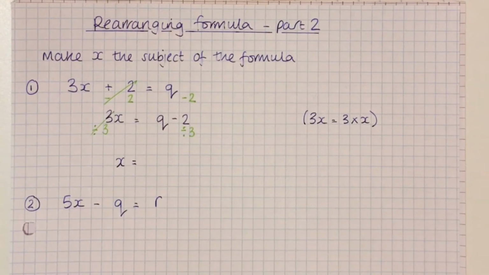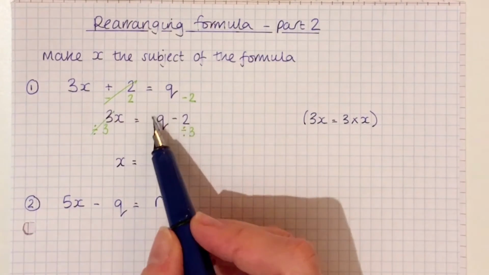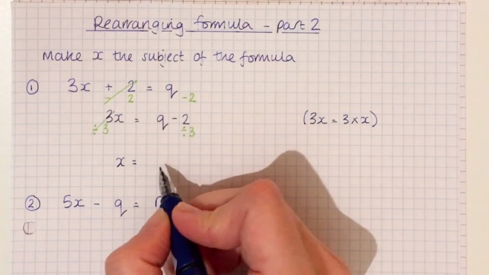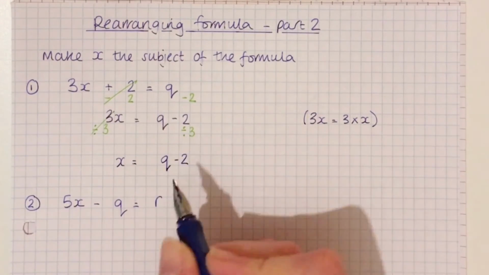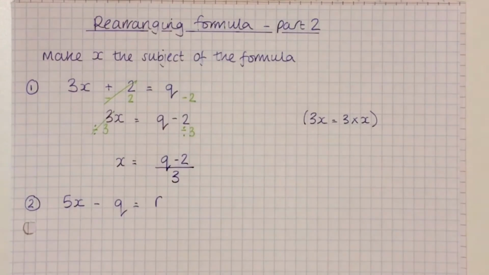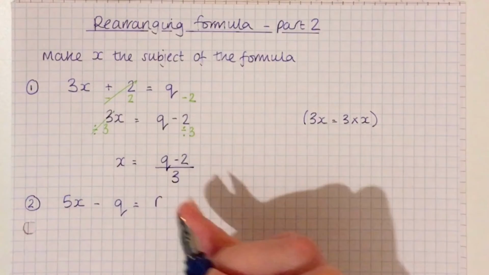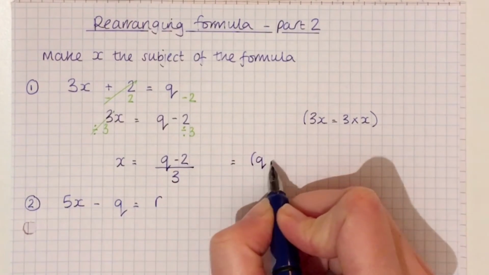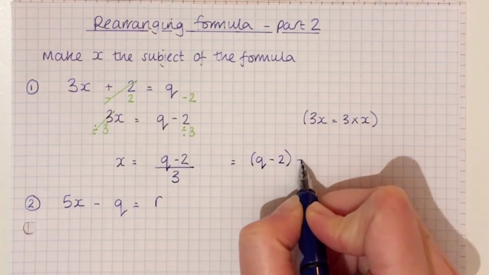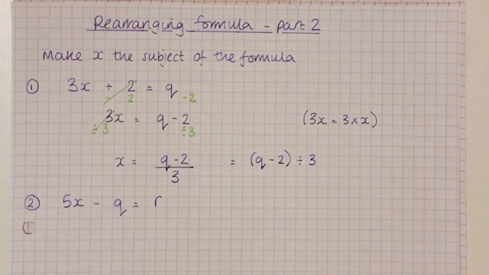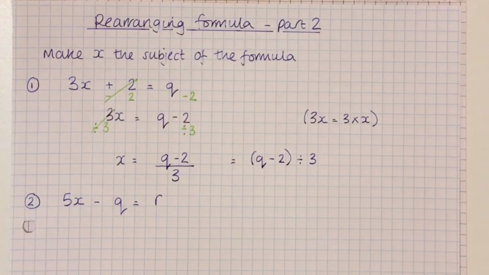What's important here is that you realise there's all of that divided by 3. The best way to write your answer to show that is as a fraction. So it's q take away 2 all divided by 3. If you wanted to leave it with the divide sign, you would have to put some brackets in and then divide by 3, because you want all of that divided by 3, not just the 2. Right, so let's have a look at another one.